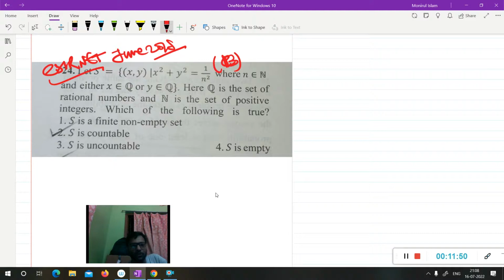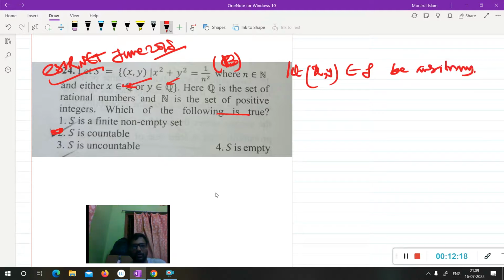A is the set of ordered pairs (x, y) such that x square plus y square equals 1 upon n square, where n is any natural number and x, y come from the rational number set. Then which of the following statements are true? Proofs are given. First of all, I am taking a member from the set S, arbitrary. Let (x, y) belong to S, be arbitrary.